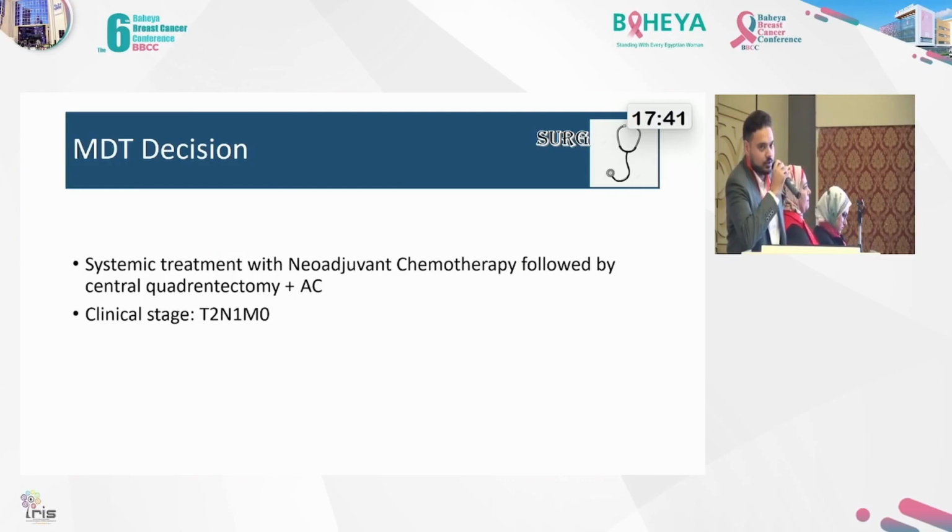Panel and audience, do you agree with the MD decision or do you have any disagreement? The metastatic workup revealed an M0 disease. Okay.